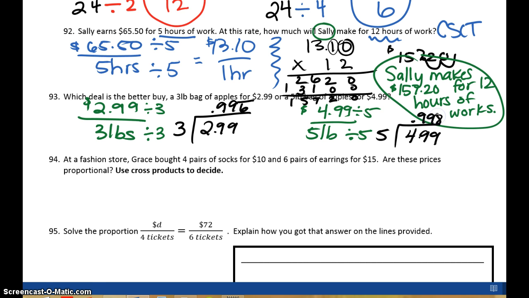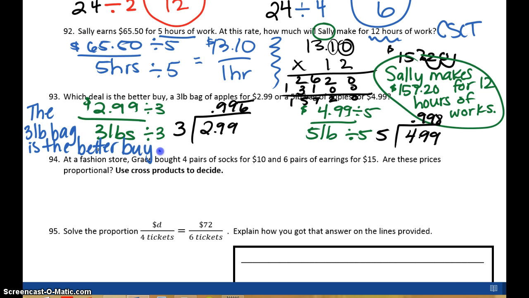Now when I compare those two, this 3-pound bag for $2.99 ends up being the better deal because it's cheaper per pound, which is what we're looking for, which is why we did this division in the first place. So what we're going to do is make this a complete sentence, complete thought, and say the 3-pound bag is the better buy.